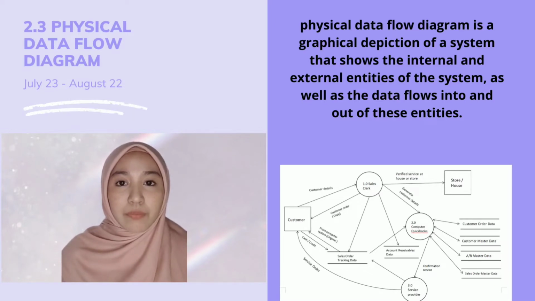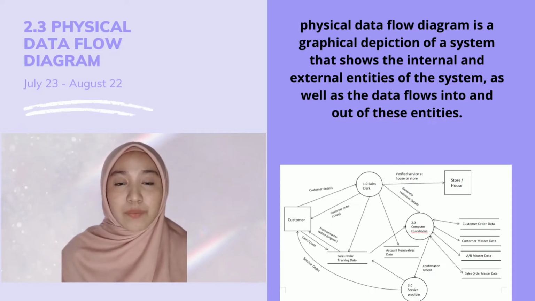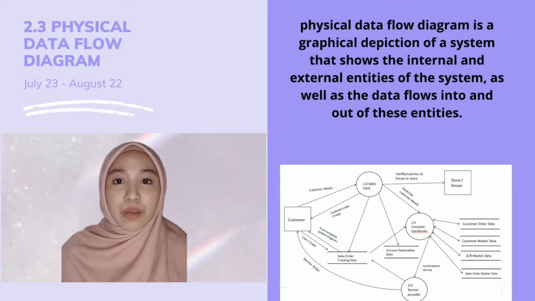After the company has an agreement with the customer about the date that has been set, and the sales clerk has given verification about the services that will be provided at the customer's house or in the store, the service provider will get a notification about the confirmation of service and provide services to the customer. All transactions and business processes will be recorded in the computer system and updated in the master files, such as customer master data, account receivable master data, and sales order master data.